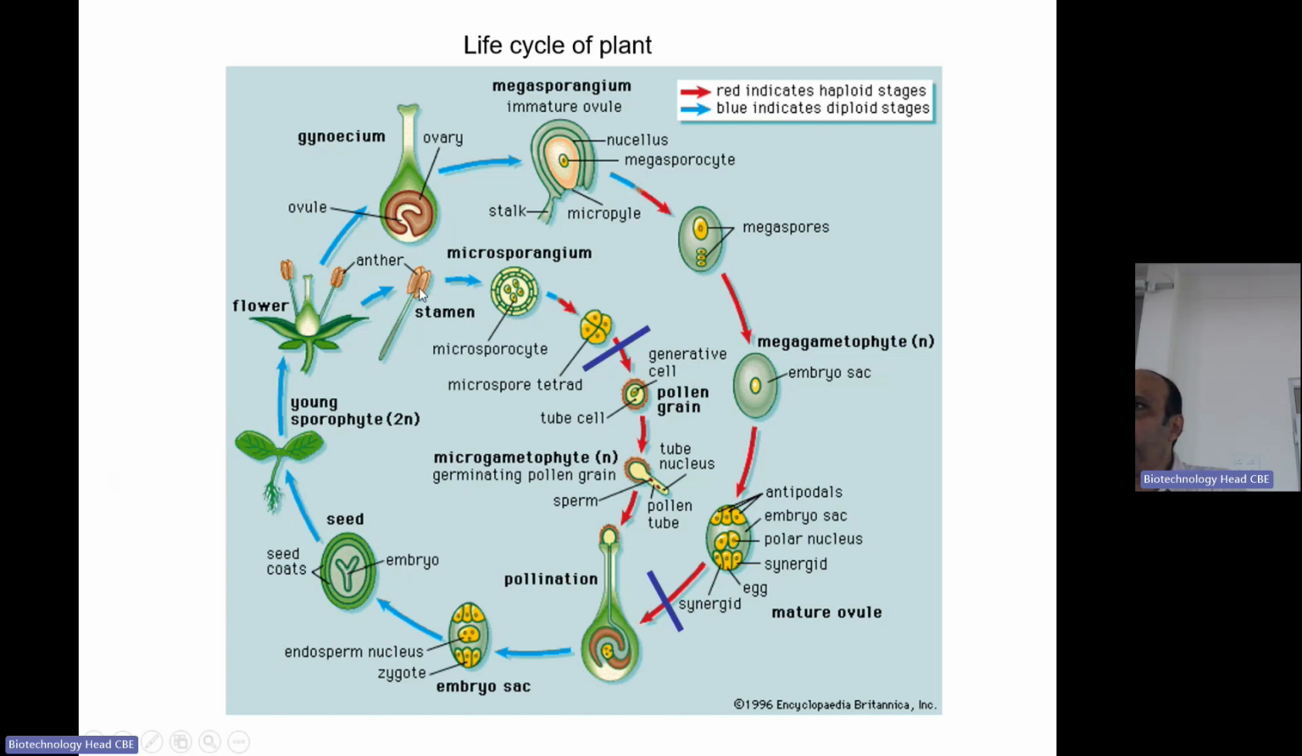So you get the stamen or the antheridium, and the microsporocyte, which is called the pollen mother cell. The anther develops through the microspore tetrad phase and the triad phase, all these phases. Each of these blue arrows shows the diploid stages, and the red shows the haploid stages. So the diploid stage, by meiosis, will be converted into these haploid stages.